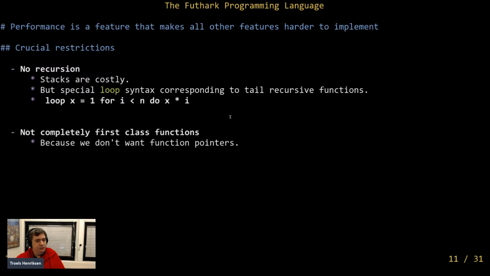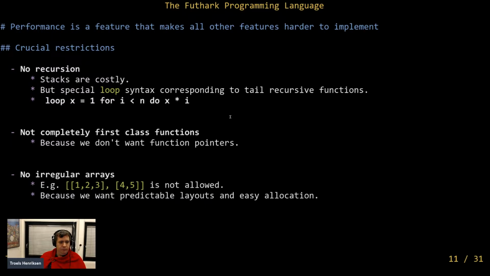Another restriction that a functional programmer might also balk at is that Futhark does have higher order functions, but they're not completely first class. That is because the standard way of implementing first class functions in pretty much every language is that a first class function is a pointer to a function. So when you want to call that function, you have to follow the function pointer. Now, you can have function pointers on GPUs, but again, the performance implications are at best unpredictable. So we don't really want to go there.